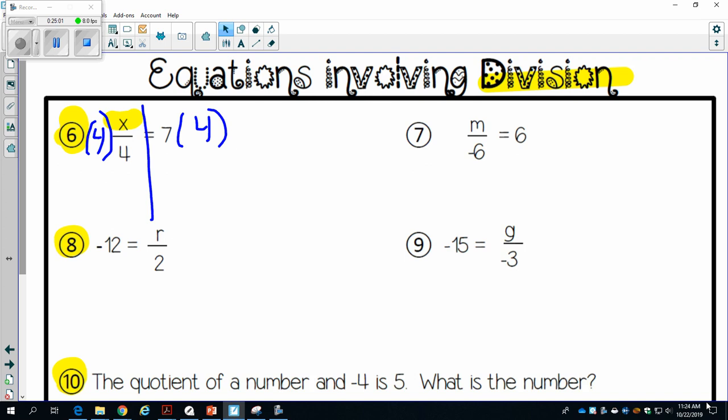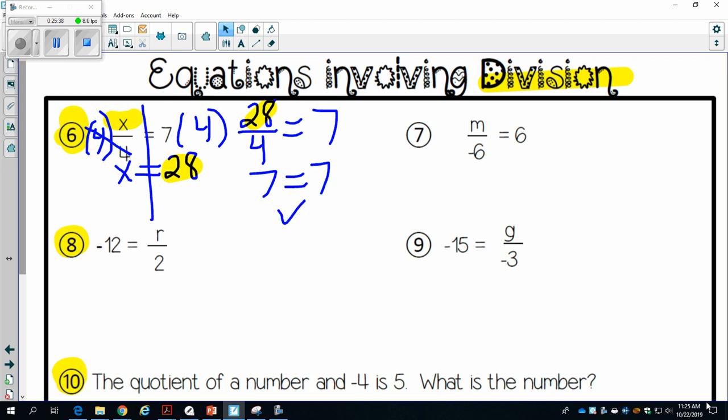Now, when you multiply something that's been divided by the same number, it cancels out. So then we're left with x equals 7 times 4, which is 28. Now we're going to check it. I'm going to put in 28 for x. So 28 divided by 4, again, I'm just taking my value for x and putting it into the original equation, is equal to 7. We're going to see if that's true. 28 divided by 4 is 7. 7 is equal to 7. It checks.